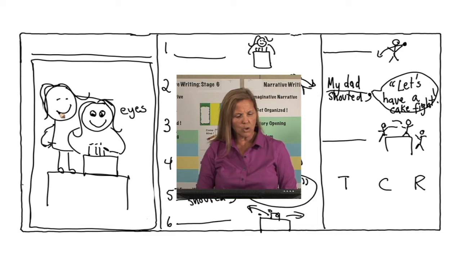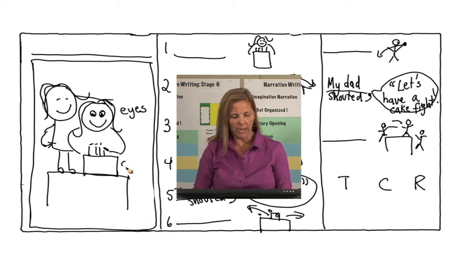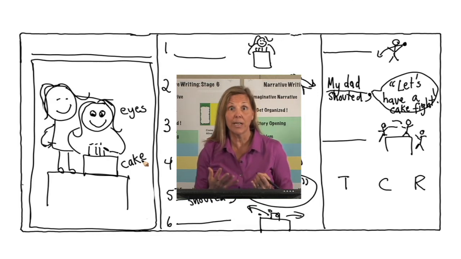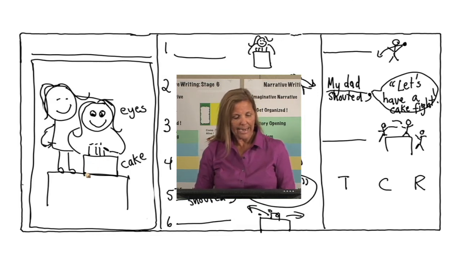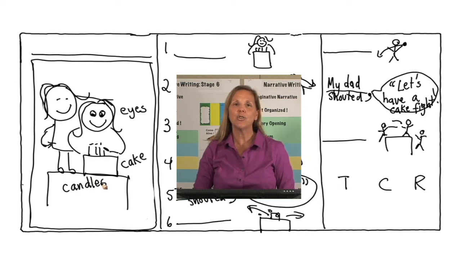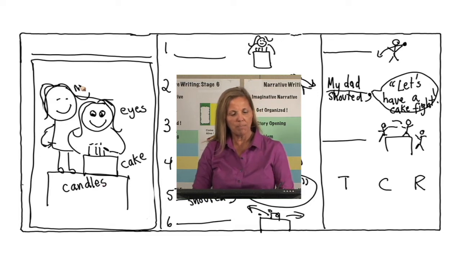What else could I describe in this picture? Oh, the cake. Because that's an important part of this story. And the candles. Let's write candles. Anything else I need to describe in this picture? How about just my mom? I have the nouns labeled. Notice I only chose 4. 4 to 5 is plenty.